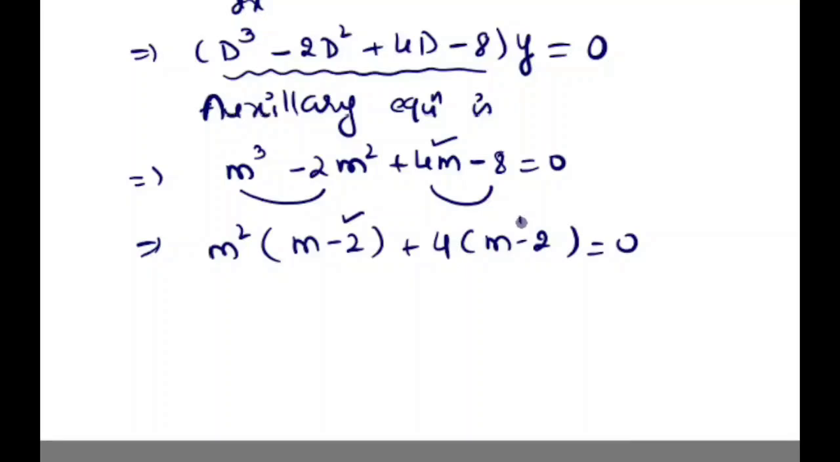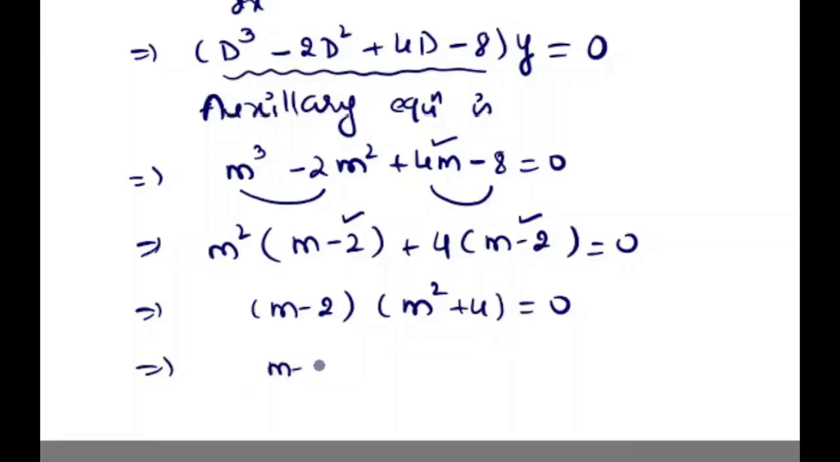Now take m minus 2 as common. So m minus 2, if I take common, here it is m square plus 4 is equal to 0. Now separate them equal to 0, that is m minus 2 is equal to 0 and m square plus 4 is equal to 0. So now m will be equal to 2 and m square will be equal to minus 4, isn't it? So therefore m value will be equal to 2 and the other will be m square is equal to minus 4.